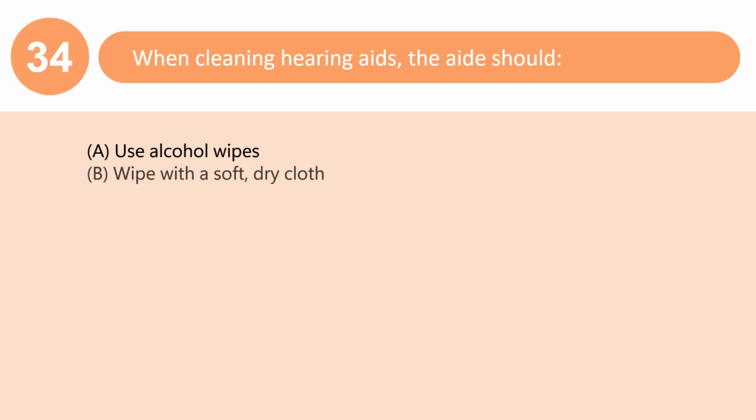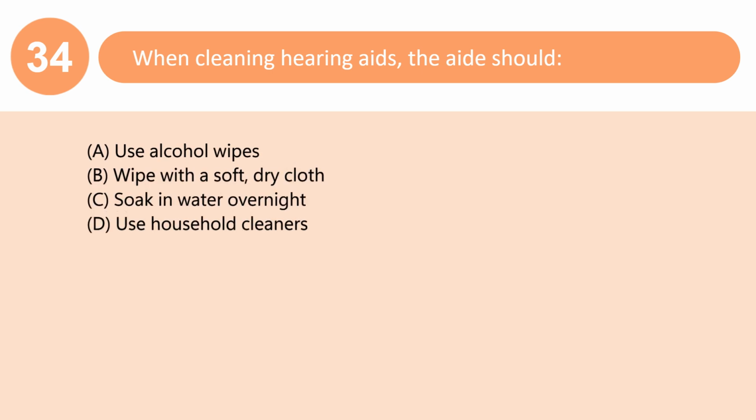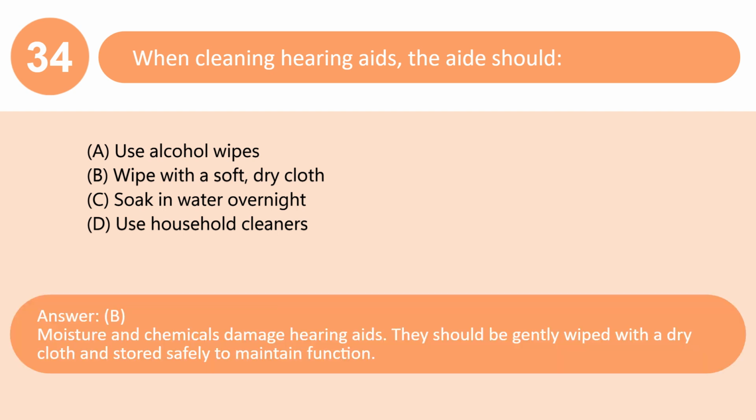When cleaning hearing aids, the aide should: A. Use alcohol wipes. B. Wipe with a soft, dry cloth. C. Soak in water overnight. D. Use household cleaners. Answer B. Moisture and chemicals damage hearing aids. They should be gently wiped with a dry cloth and stored safely to maintain function.